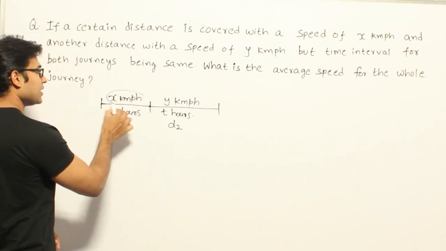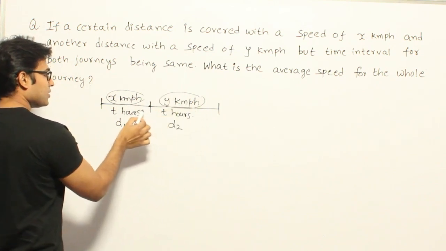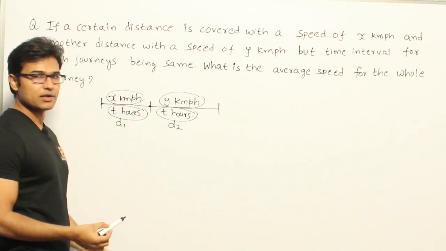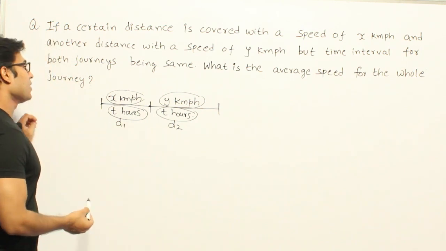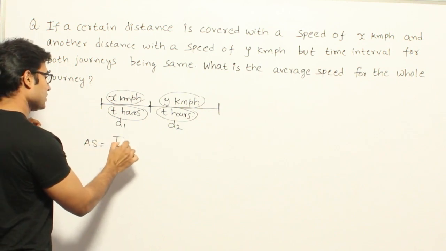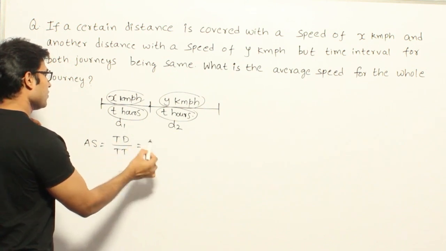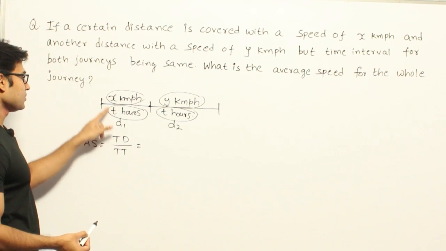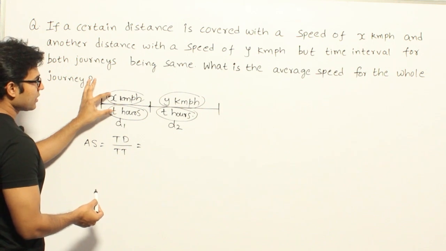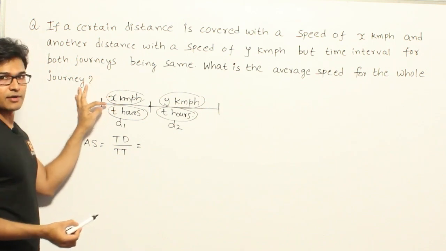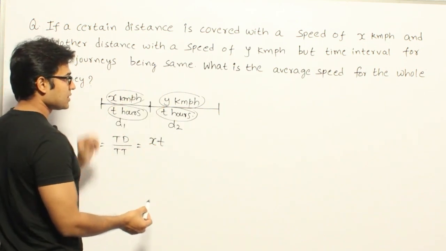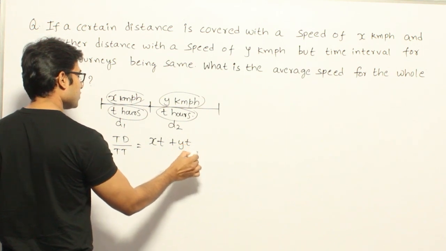So I am using the speeds x and y that are given in the question, and I have introduced only one parameter t. When I have only one parameter, it will be easy for me to cancel it out, instead of using two parameters. Okay, now what is the average speed in any case? Average speed in any case is equal to total distance divided by total time. Now total distance I want to express in terms of speed and time. So in this case, what is the distance covered? If x is the speed and t is the time, then it is nothing but x into t, right? And in this case, what is the distance covered? y into t. So this is the total distance covered.